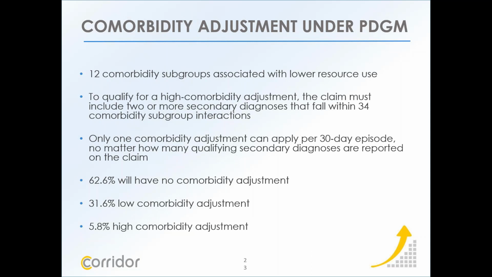But only one comorbidity adjustment can apply within a 30-day episode. So even if you see multiple cases where you can get high, you're only going to get it one time.